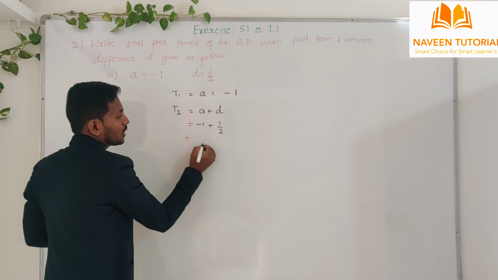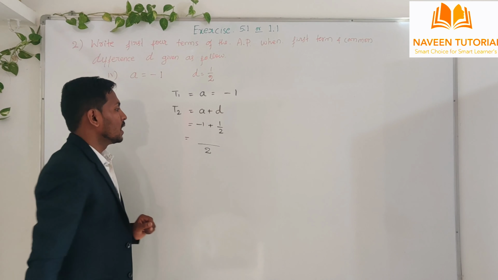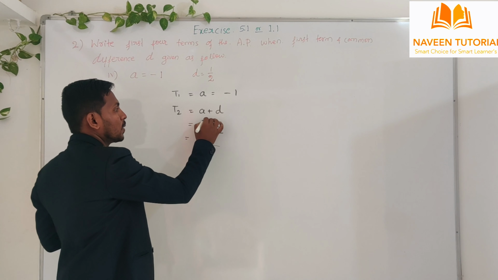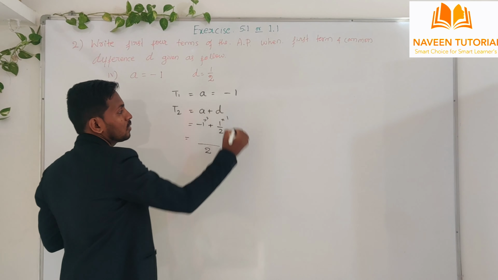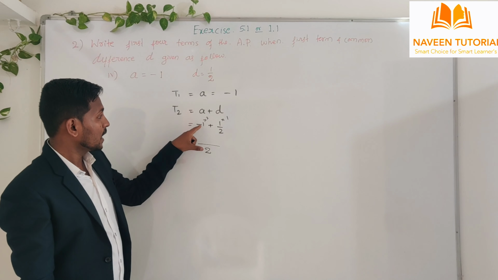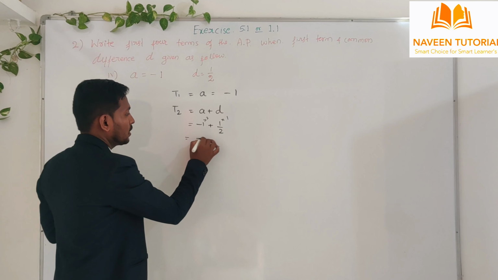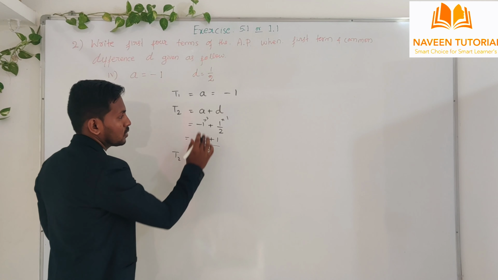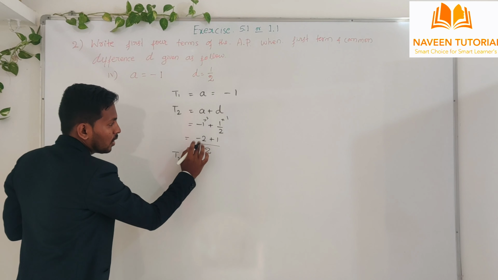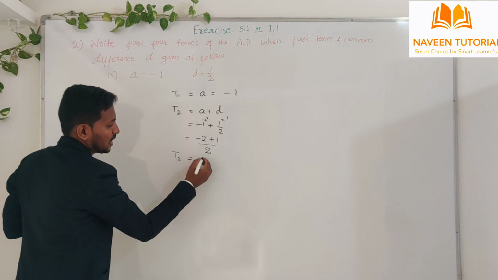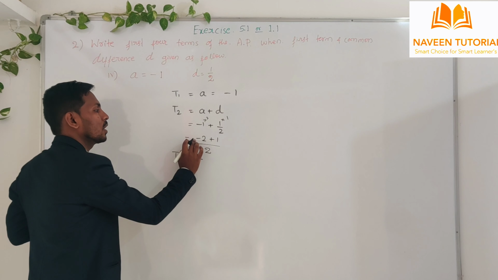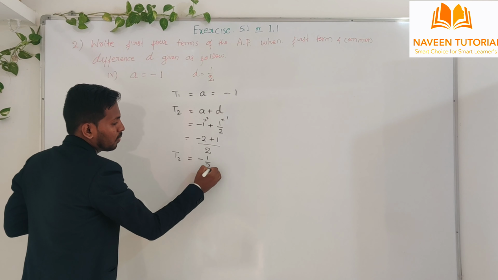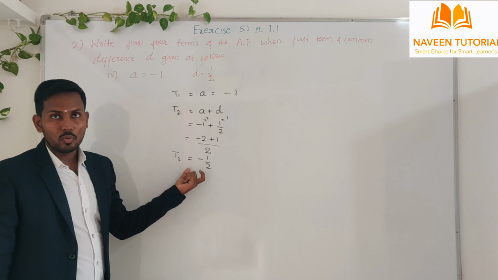For this, here you have to take the LCM. The LCM of 1 and 2 is 2. So you have to multiply here with 2 and here with 1. So that is minus 2 plus 1. Here for T2, the bigger number's sign is minus, so you subtract the smaller number from the bigger. So minus 1 by 2 is the T2 value.